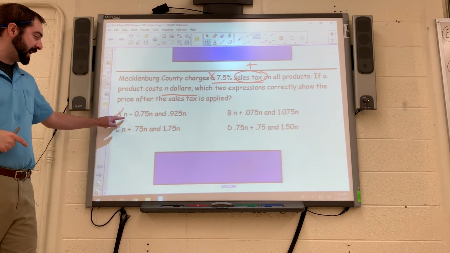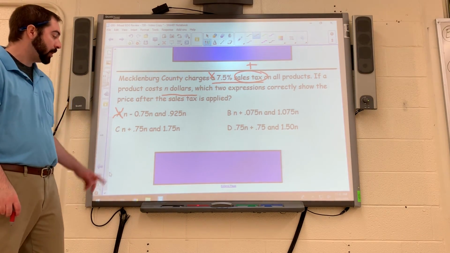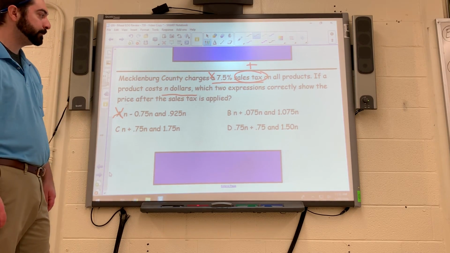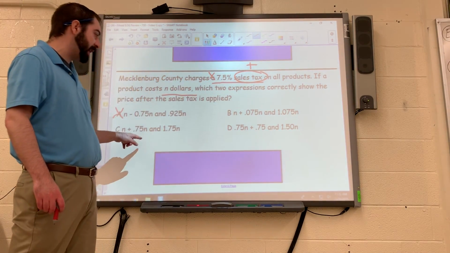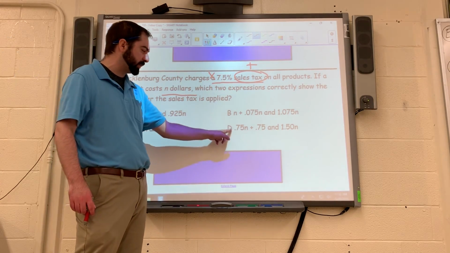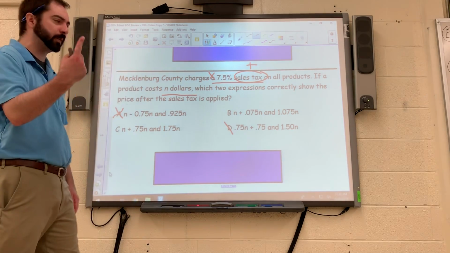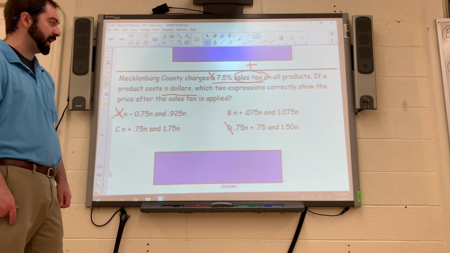It looks like answer A has subtraction, so I'm eliminating answer choice A right from the beginning. The other 3 choices all have addition, so I got to think further than that. Well, I know that I'm adding something to n. They all have n plus something, except for answer choice D, which has 0.75n. I know that I'm starting off with the original price of n, so that still has B and C as possible.